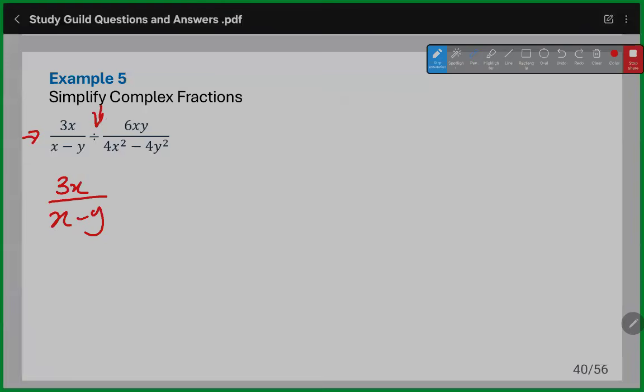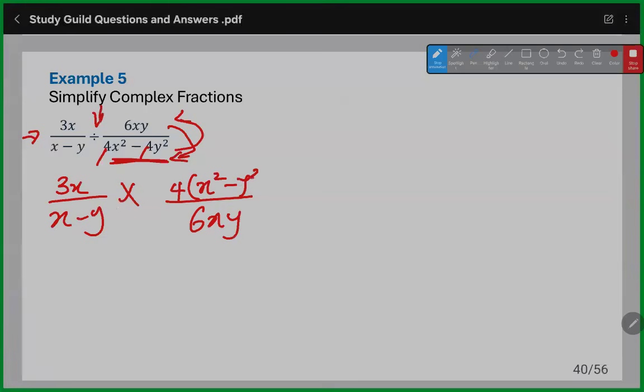Your sign, if it is divide, you change it to multiply. By changing it to multiply, you switch the numerator and turn it to the denominator. That will now be 6xy. When you look at this numerator, you can see that we have 4 in common. We have 4 here and we also have 4 here. Then you can write those 4 outside. You now have x squared minus y squared. So that is how to factor.